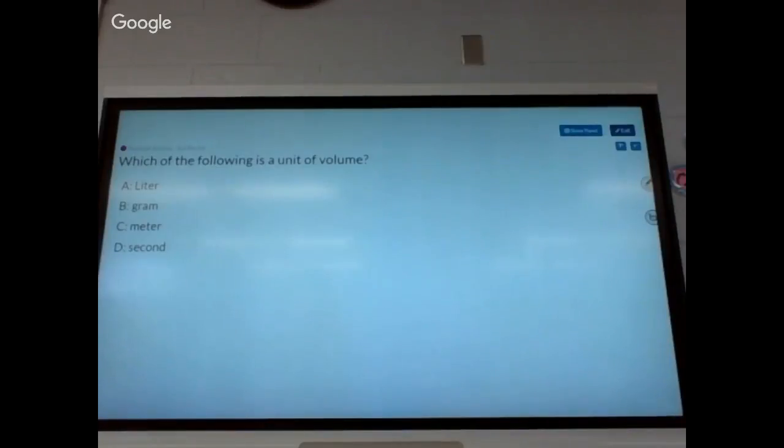Send somebody on phone work. Oh no, I got everybody now. All right, 19-1 again. A volume unit is a which one? A liter.